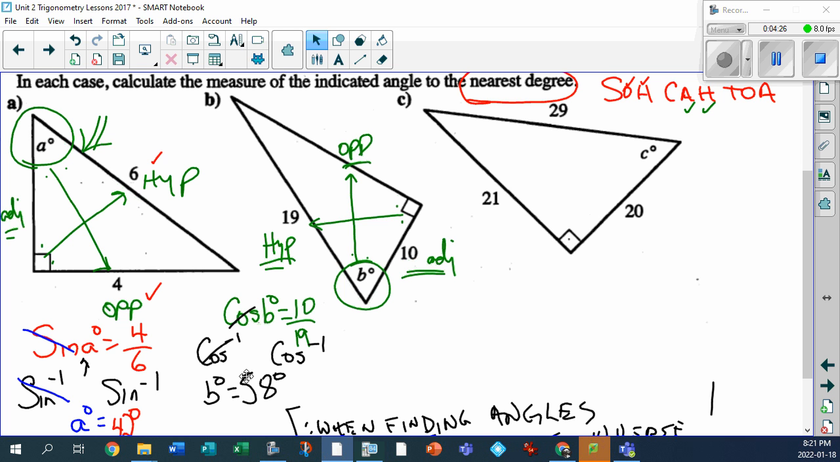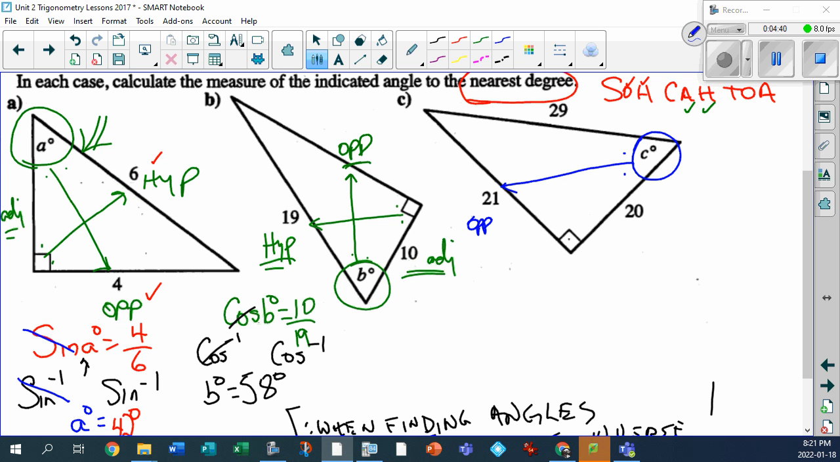Now, I want to show you something very, very interesting. Look at this next question. I know that's my angle in question. So eyeballs stares over at the opposite. Eyeballs, stares at the hypotenuse, right? And last but not least, that would make this the adjacent, ADJ. Now, do you notice that we have all three sides? Yeah, we have the opposite, we have the adjacent, we have the hypotenuse. So which one can we use? Surprisingly, we can use any one of them.